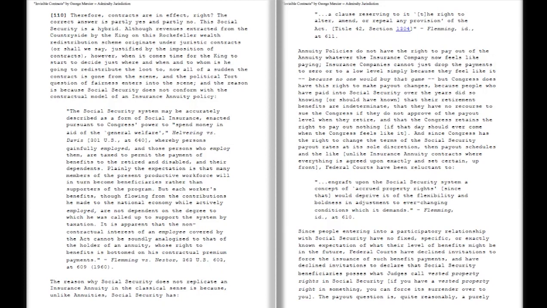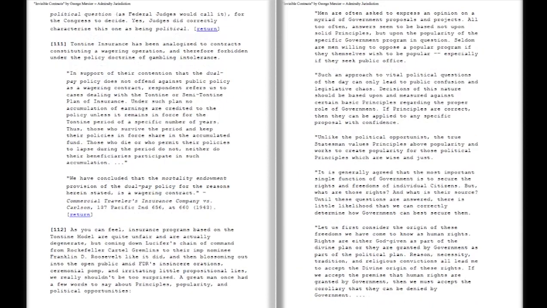Since people entering into a participatory relationship with Social Security have no fixed, specific, or exactly known expectation of what their level of benefits might be in the future, federal courts have declined invitations to force the issuance of such benefit payments, and have declined invitations to declare that Social Security beneficiaries possess what judges call vested property rights in Social Security. If you have a vested property right in something, you can force its surrender over to you. The payout question is, quite reasonably, a purely political question, as federal judges would call it, for the Congress to decide. Yes, judges did correctly characterize this one as being political.